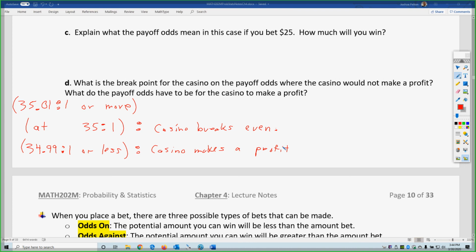In the top case, the casino is paying too much. The casino loses money because they're paying too much on the win, and the losses don't equate for that. Okay, that is the end of part 3.